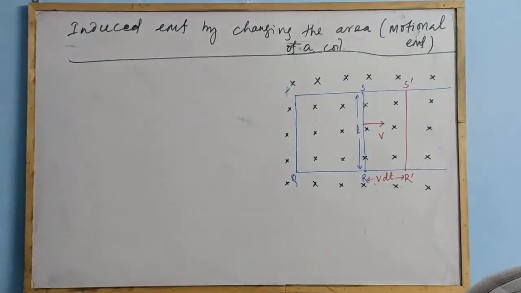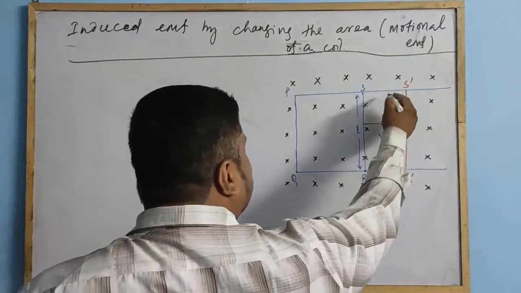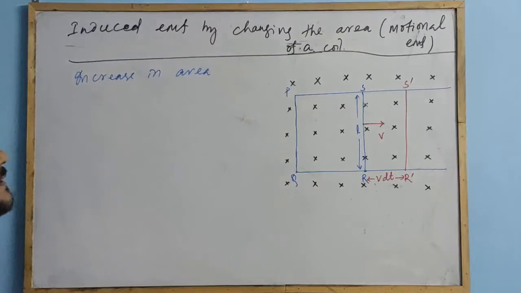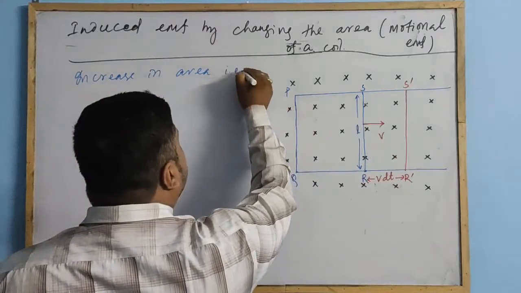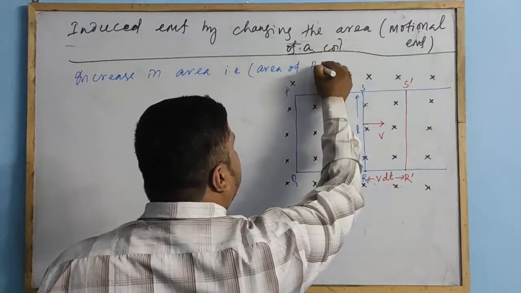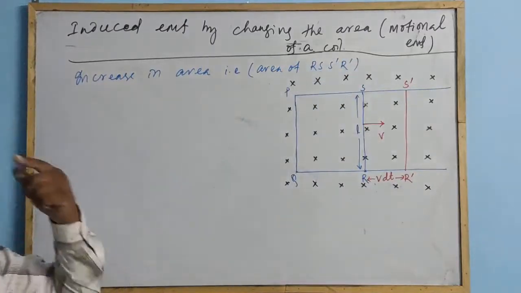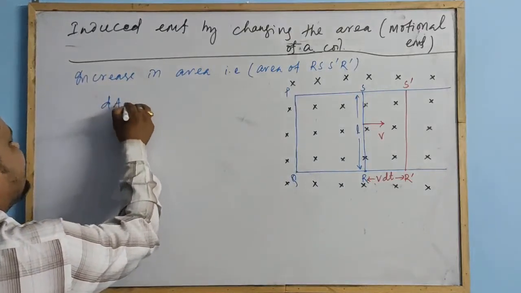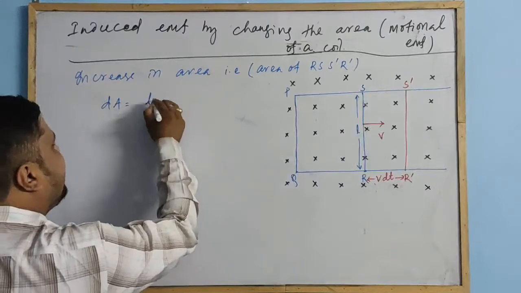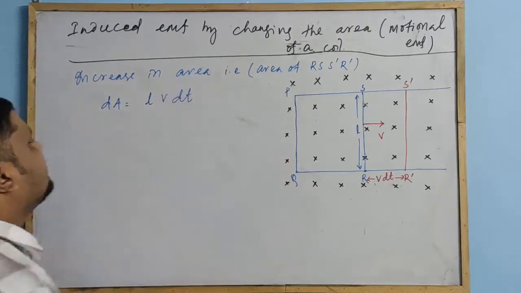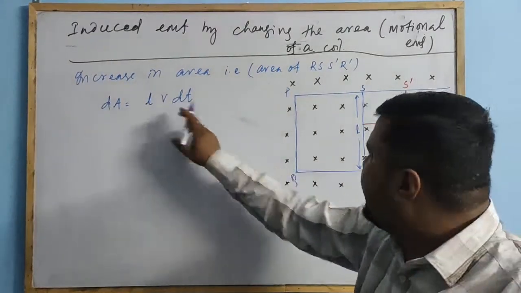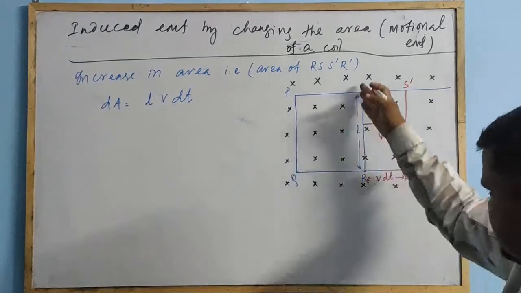Clear? So if this is the case, what is the increase in area? Which area is increasing? The area of RSS'R'. The increase in area dA is equal to length into breadth. This is again a rectangle. So dA is equal to L v dt, that is the increase in area. Here v dt is this one, and L is the length of the slide which is movable.